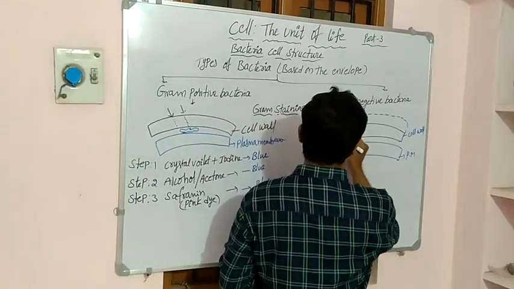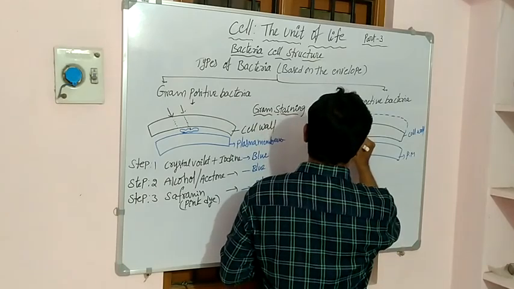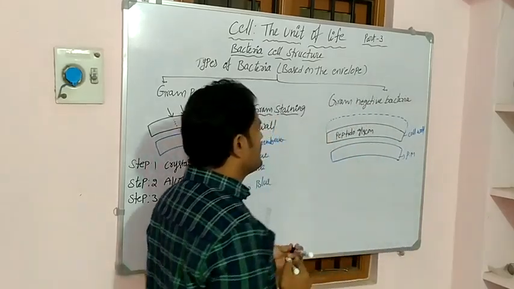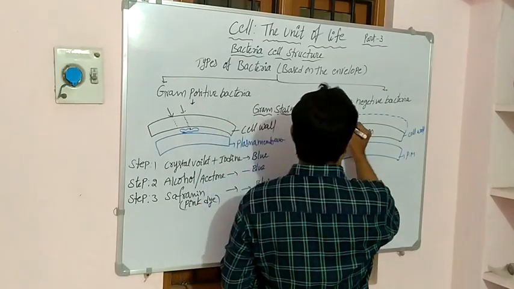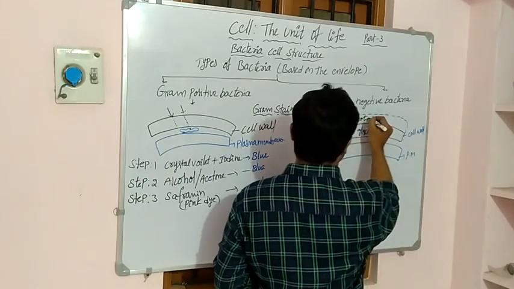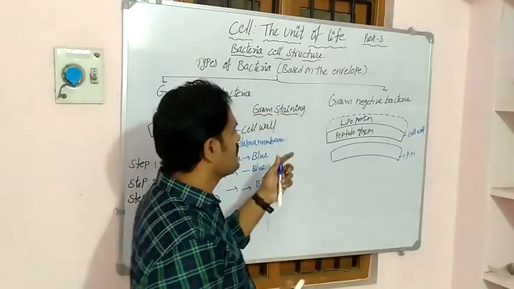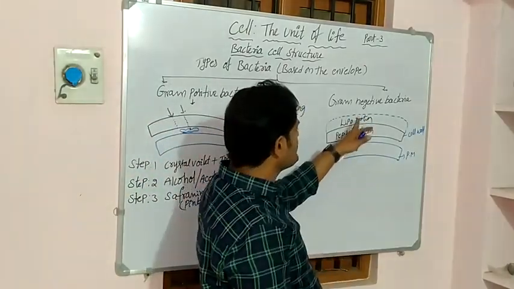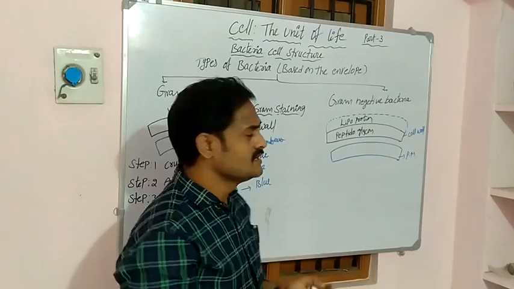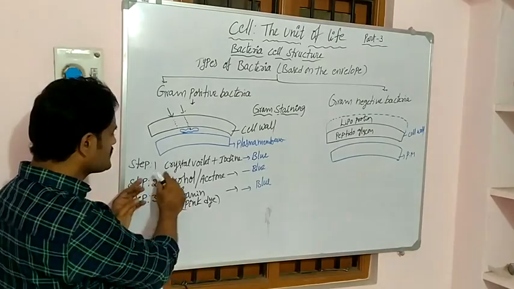Commonly, the cell wall is made up of peptidoglycan. Already we discussed peptidoglycan. And the membrane above it is made up of lipoproteins. So these lipoproteins do not allow some substances into the inside of the cell wall. So the same steps we are following for the gram negative bacteria. See here, the same steps.